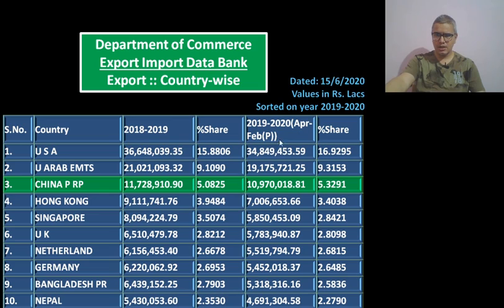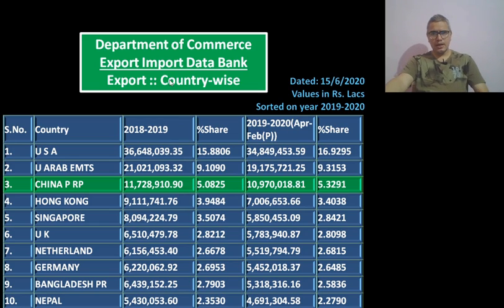Here the data is provisional. It is not complete data, because the figures available are from April to February only, and since we know that the financial year comprises April to March, the last month, that is March data, is still not available. Because of the pandemic, since everything was locked down, maybe because of that we are not getting the current figure right now. So it is a probable figure here.